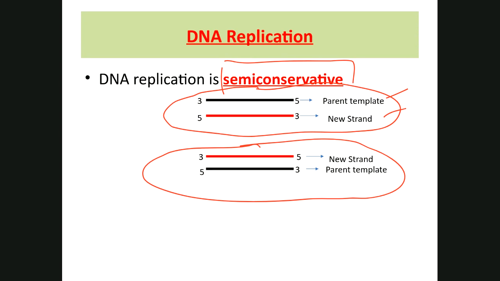Okay. So semi-conservative defines or explains the characteristic of DNA replication, not the characteristics of DNA. DNA is antiparallel and it is complementary. DNA replication is semi-conservative. So don't let that confuse you.